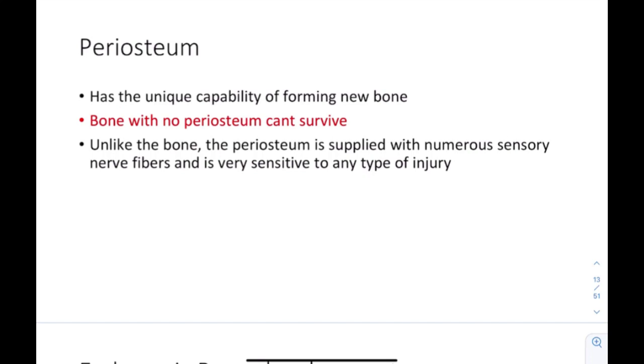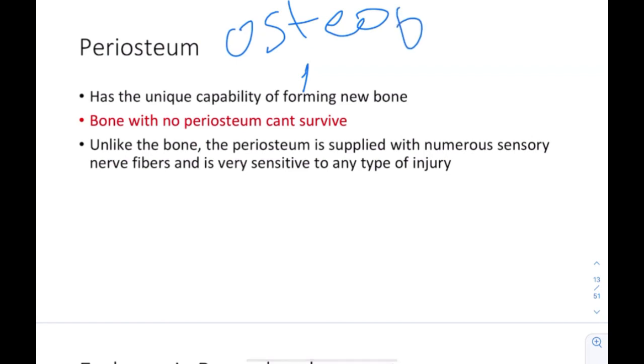Okay, so let's talk about the periosteum. It has a unique capability of forming new bone. The periosteum is actually the site where the osteoblasts are located. So the osteoblasts are located here, and it forms new bones. Why? Because the osteoblasts are the cells responsible for producing the bone matrix, which gives the bone its toughness and hardness. So bone with no periosteum can't survive because that's where the osteoblasts are located. And unlike the bone, the periosteum is supplied with numerous sensory nerve fibers, so it's very sensitive to any type of injury.